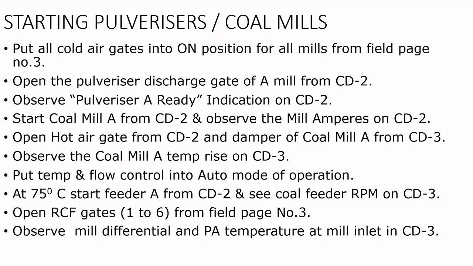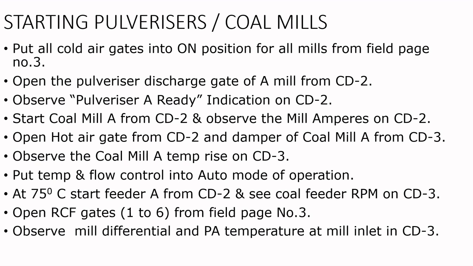Now when it starts rising, then you can put the temperature and flow control on auto mode. The temperature control will be done by the cold air damper, and the flow will be controlled by the hot air damper. So you can put both these on auto mode of operation. Now when the temperature comes to 75 degrees centigrade or more, you cannot say exactly 75, but if it reaches 70, then you can start the feeder A.